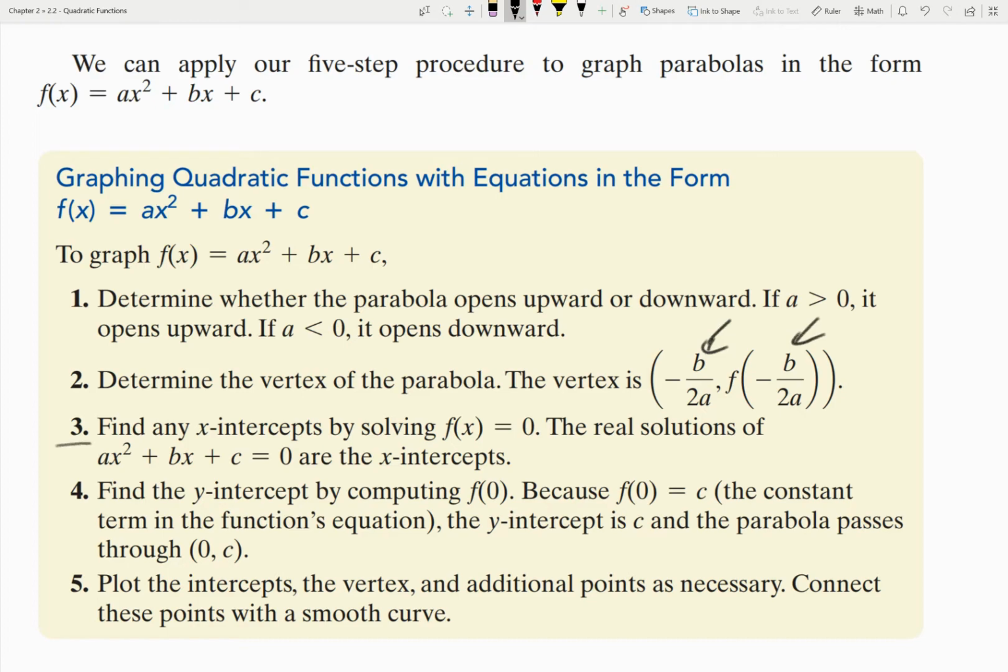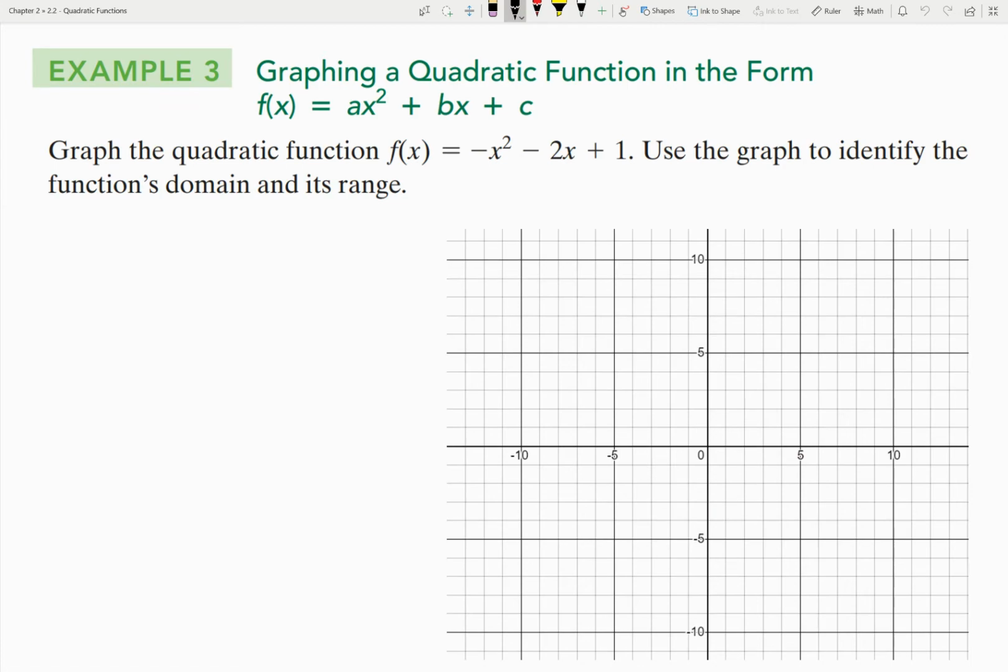I can still find the x-intercepts if I want. I'm probably really not going to do that. But the y-intercept is much easier because to find the y-intercept, you plug 0 in for x. If I plug 0 in for x in this equation, these two turn into 0 and we're left with just c. So f of 0 is always c, which makes finding the y-intercept if you're in this form very simple and a good way to check to make sure you're doing the transformations correctly.